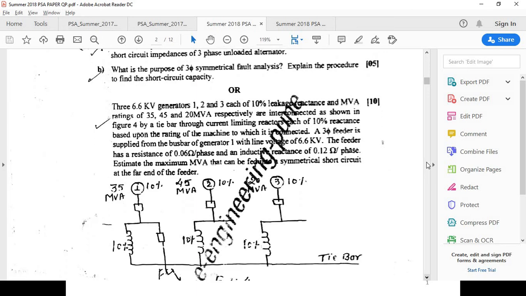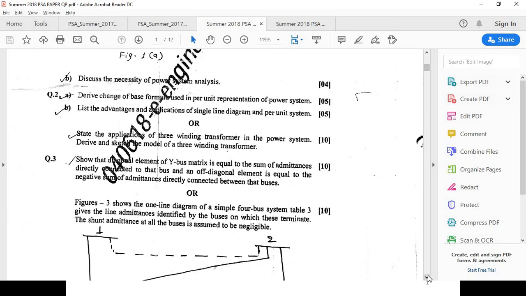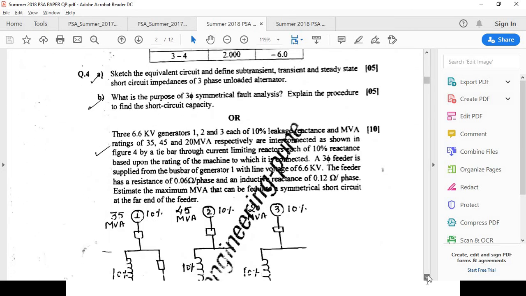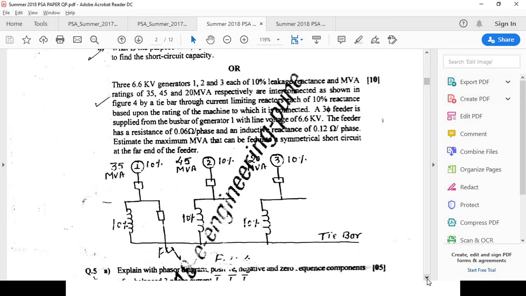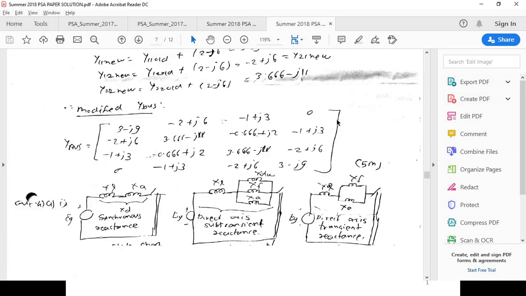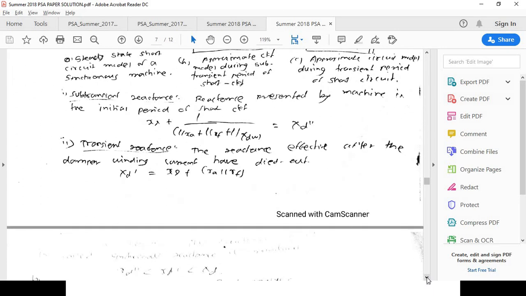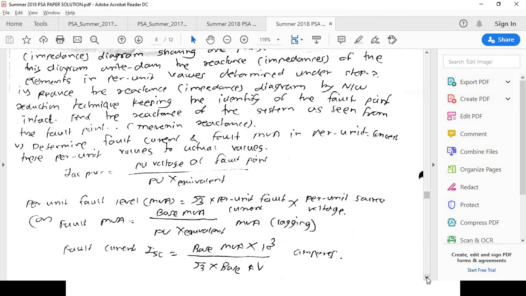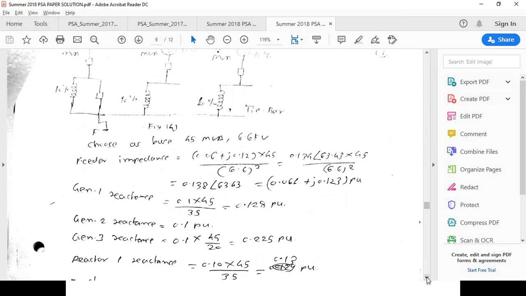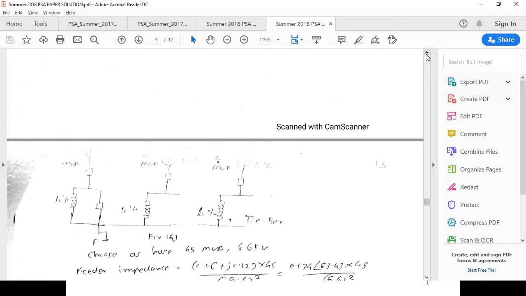Now, the next numerical is question 4, and it is of symmetrical fault analysis. How to identify the numerical which is from symmetrical fault analysis according to the type of fault? If the fault is a symmetrical fault, it is called an example of symmetrical fault analysis. If the fault type is unsymmetrical, then it is called an unsymmetrical fault analysis example.